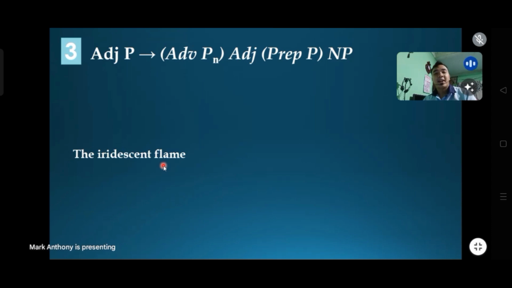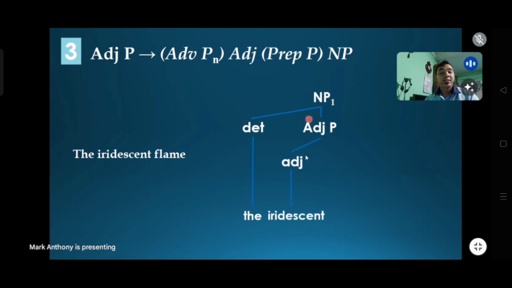So we have the noun phrase 1, in which it will be divided into its subconstituents. We have the determiner and an adjective phrase, in which it is the word iridescent, and the adjective modifies the second noun phrase, which is the word the flame. So did you get it?